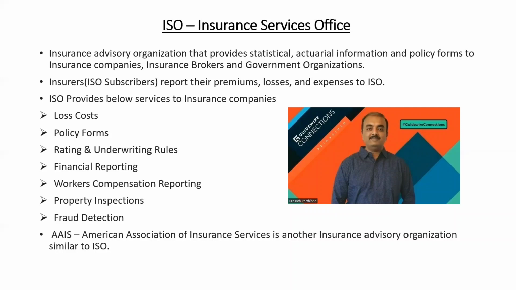Financial reporting. ISO will have an interface between these financial companies or the government entities, so that as long as you send the data to ISO, they will in turn send that information to the financial entities. That includes even workers' compensation. Sometimes they can also do property inspections in case of homeowners policy. If you want to do some inspection on the property, they can always do that.